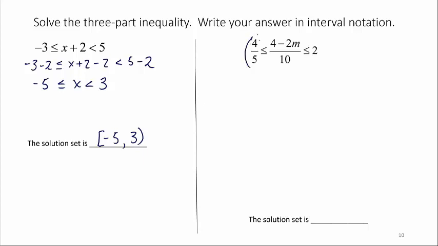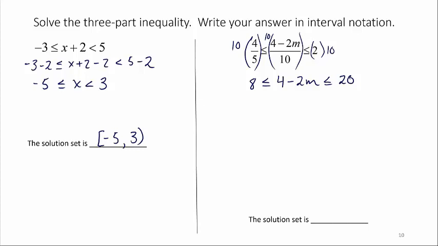So I'm going to multiply all sides here by 10. That'll be easy. Okay, so 10 divided by 5 is 2, and 2 times 4 is 8, right? And in the middle, the 10's cancel, so I'm going to be left with 4 minus 2m. And then over on the right, 2 times 10 is 20. So I end up with 8 less than or equal to 4 minus 2m less than or equal to 20. And notice we changed up the variable too. We've got m instead of x.